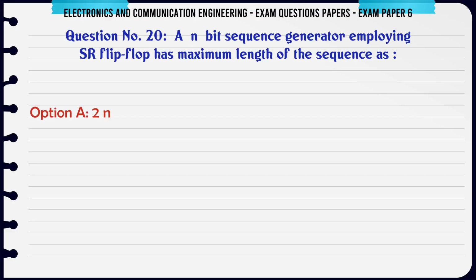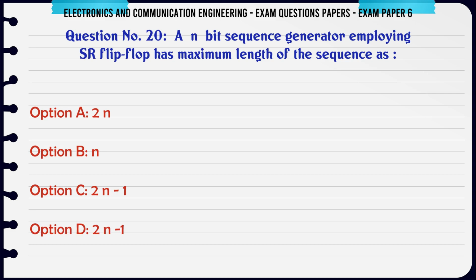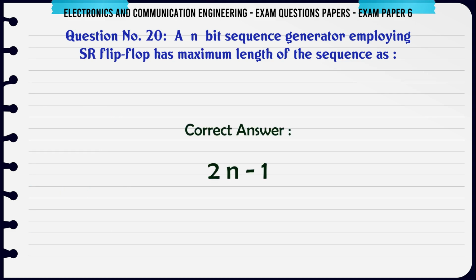An n-bit sequence generator employing SR flip-flop has maximum length of the sequence as A) 2^n, B) n, C) 2^n - 1, D) 2^n + 1. The correct answer is 2^n - 1.